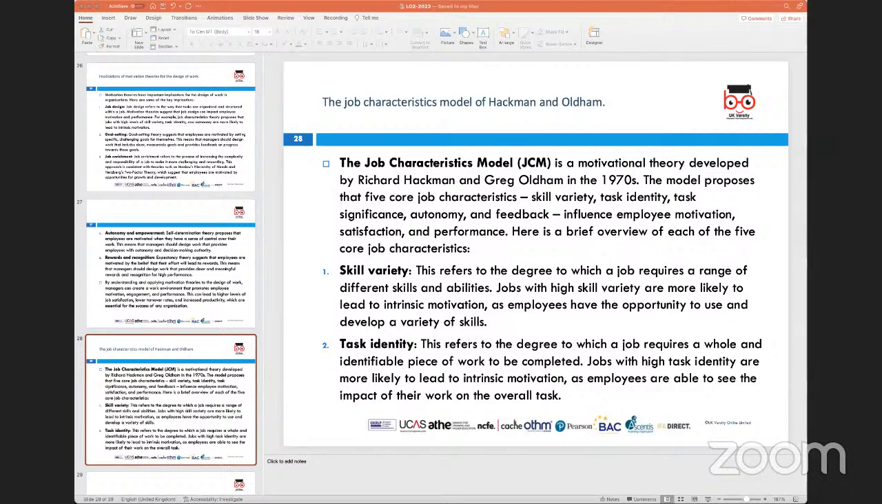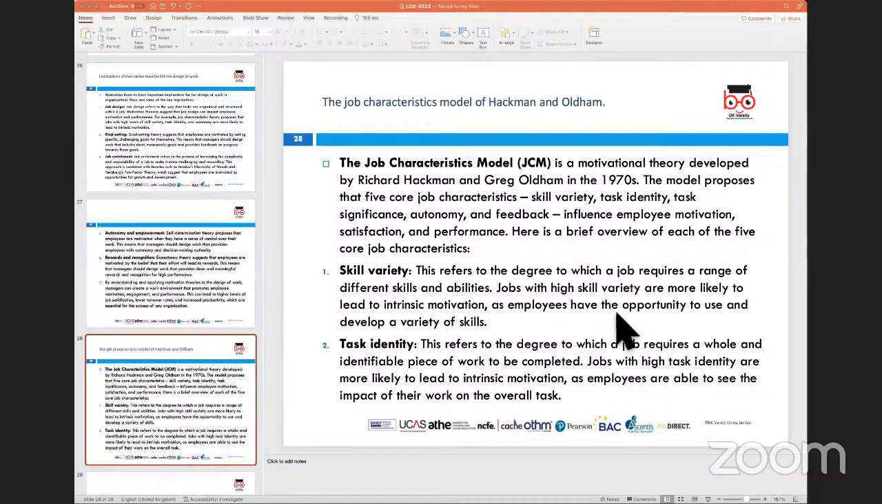So when I look at skills, when I look at the task which is required to be done, when I look at the significance of that task for the organization and what autonomy is required in that role, along with the process of feedback, it would allow the managers to choose the right employees for the right role, which allows the organization to achieve objectives and in the long run allows the individual to also have job satisfaction in that role. Now, these five core principles or elements are skill variety, task identity.